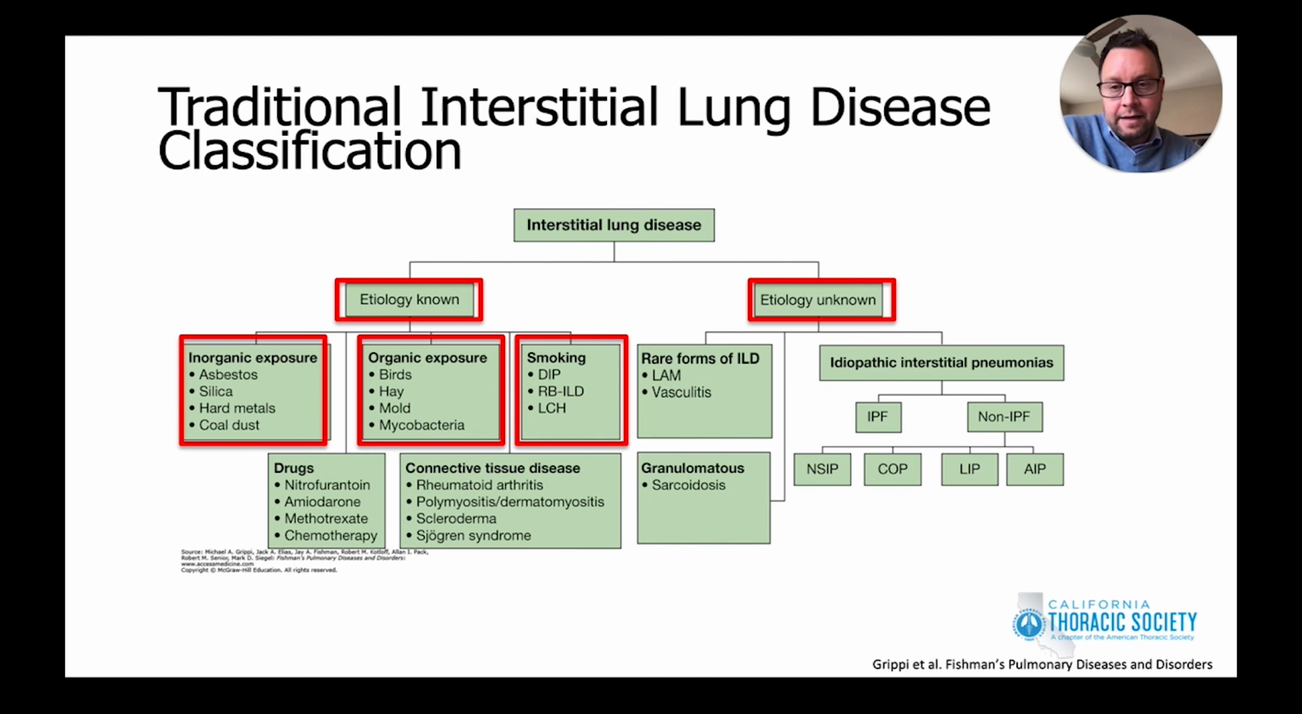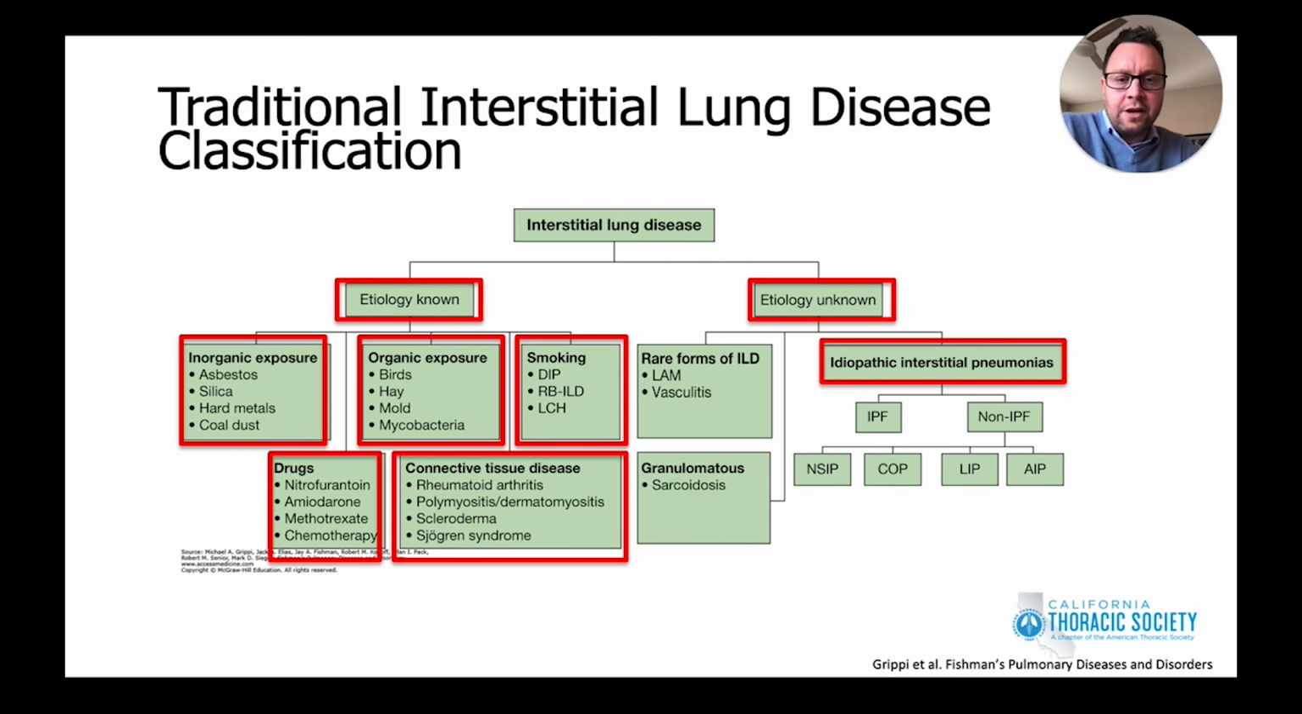We have smoking-related ILDs: desquamative interstitial pneumonia, respiratory bronchiolitis interstitial lung disease, and Langerhans cell histiocytosis. We have drug-related ILD, which we're not going to talk a whole lot about. This doesn't tend to cause fibrotic ILD, more of an acute inflammation. And then we have connective tissue disease ILD, which is quite common, namely rheumatoid arthritis, the idiopathic inflammatory myopathies, which used to go by dermatomyositis and polymyositis, and then scleroderma or systemic sclerosis.